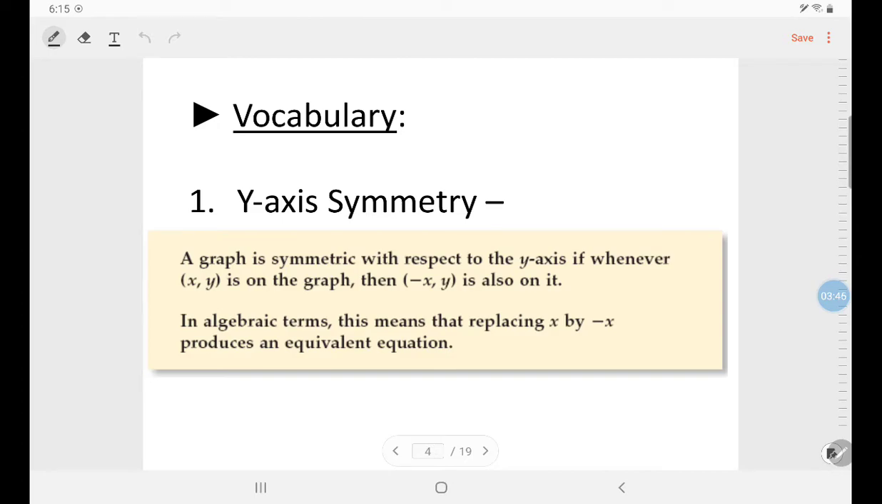So go ahead and feel free to write this down if you will. A graph is symmetric with respect to the y-axis if, whenever the point (x, y) is on the graph, then (-x, y) is on it. In other words, in algebraic terms, that means, like we just got done talking about, if you replace x with -x, it gives you the same y value. It preserves the value. Okay?